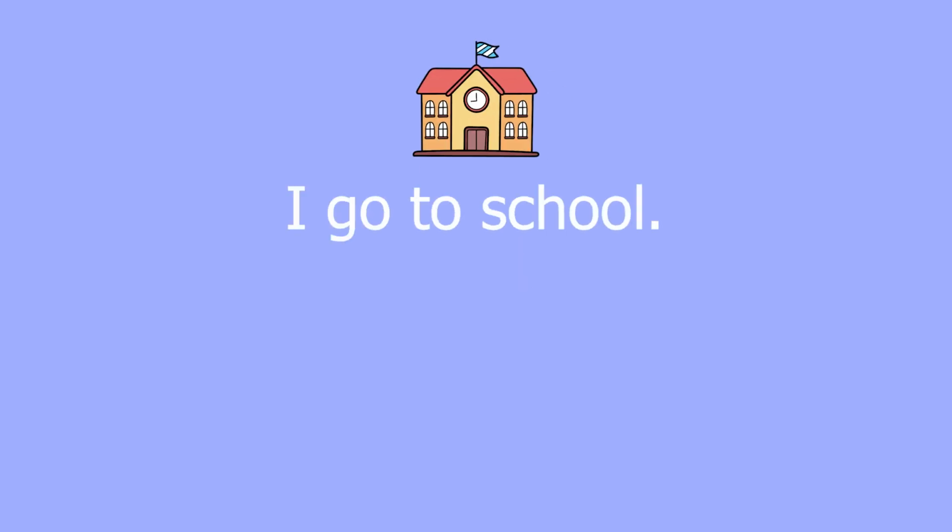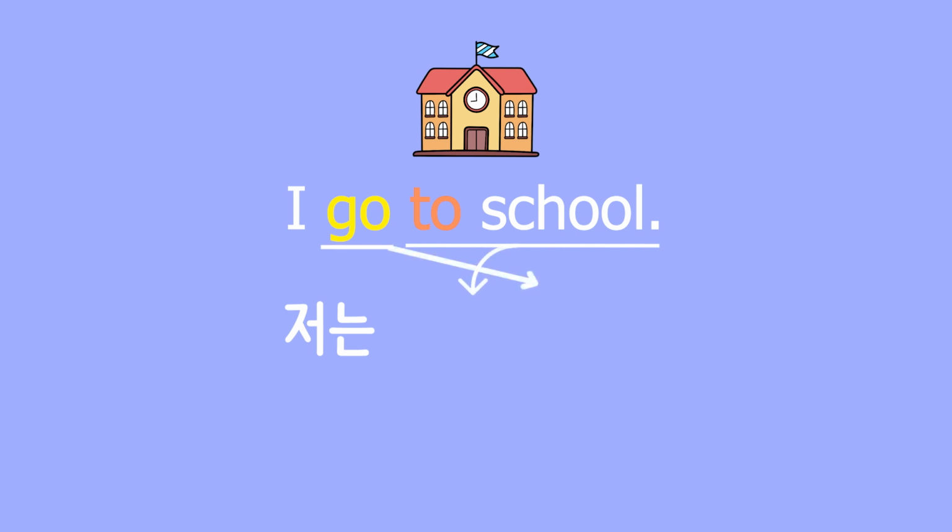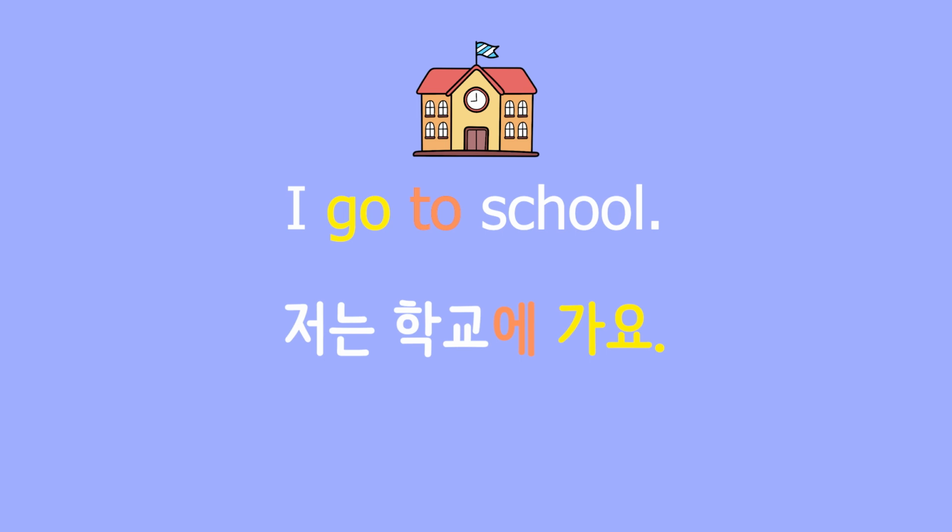So if you want to say, I go to school, "to" we do know that's actually the preposition, yeah? So I, 저는, go to school. So "to school" is supposed to come first because we put the verb in the end, right? 저는 to school, 학교에, go, 가요. 저는 학교에 가요. We can simply make sentences like this.